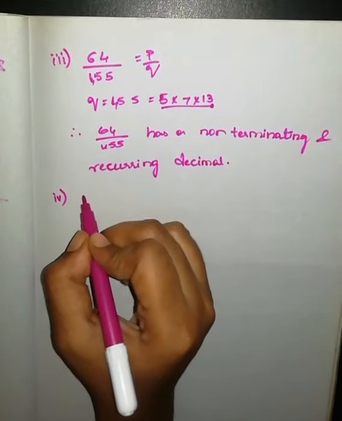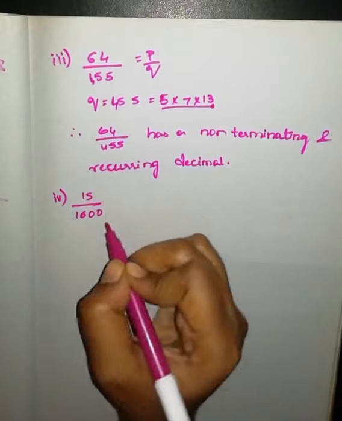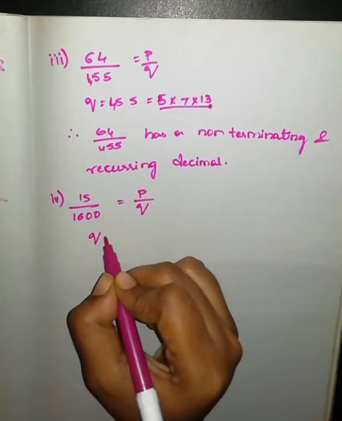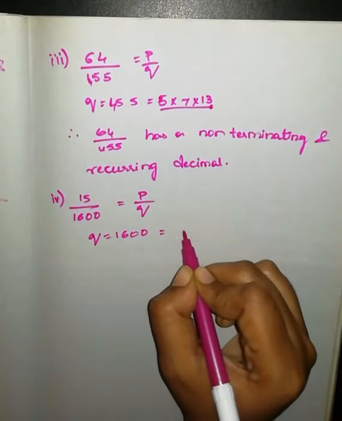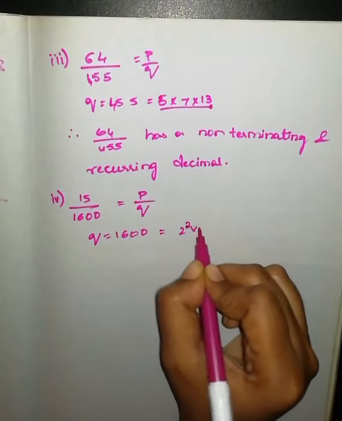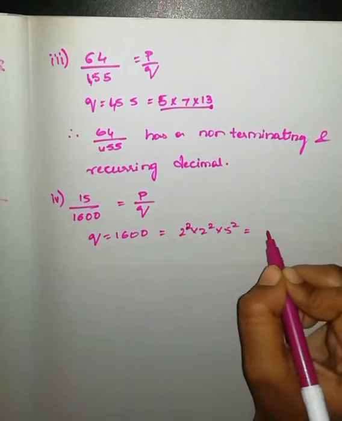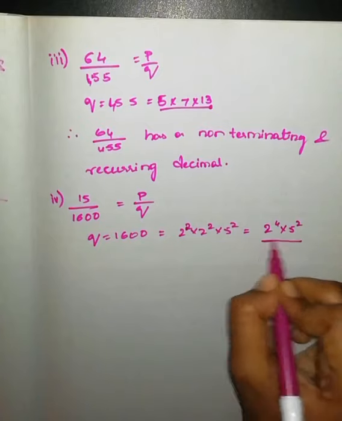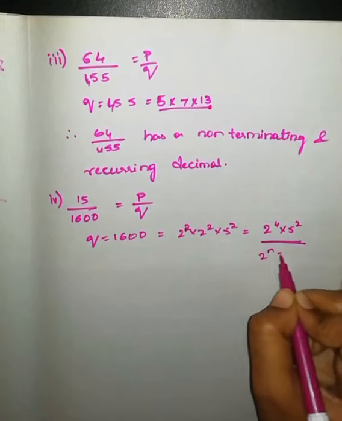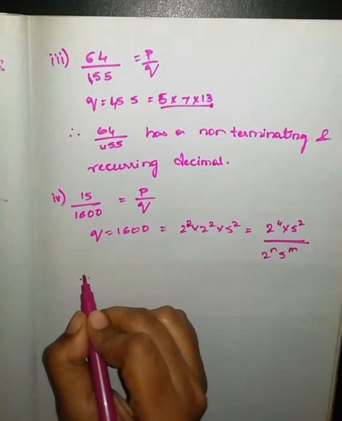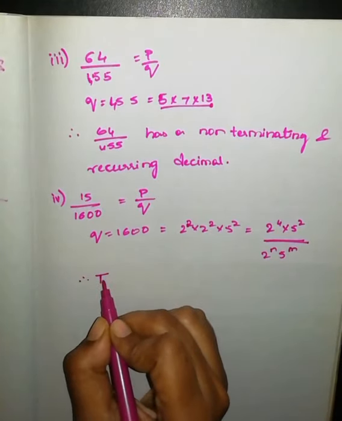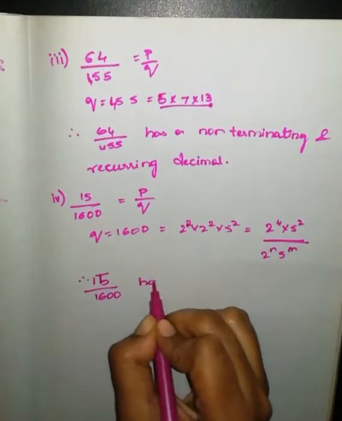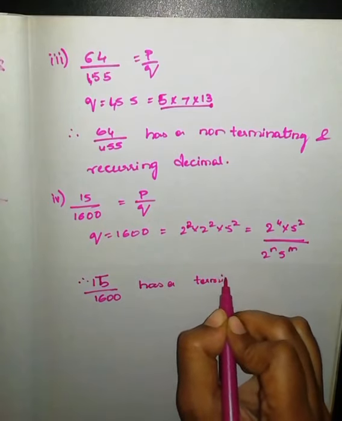Fourth question is 15 by 1600, which is P by Q, and Q is 1600, which can be written as 2 square into 2 square into 5 square, which will become 2 to the power 4 into 5 square. Since the denominator is in the form of 2 power n into 5 power m, therefore 15 by 1600 has a terminating decimal form.